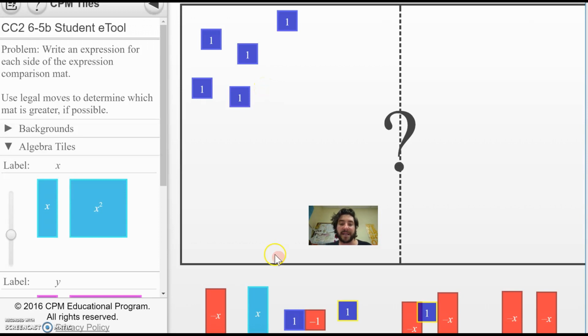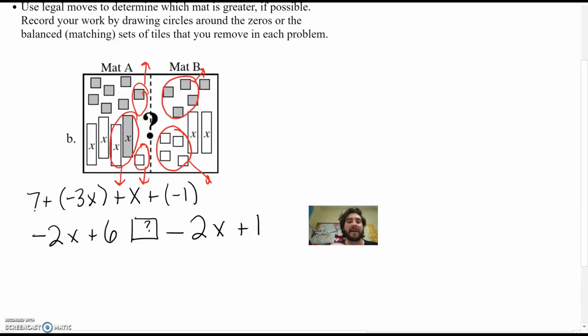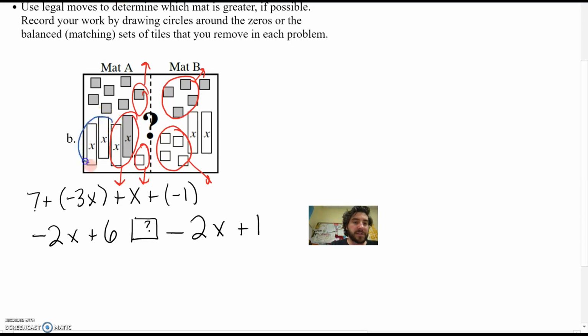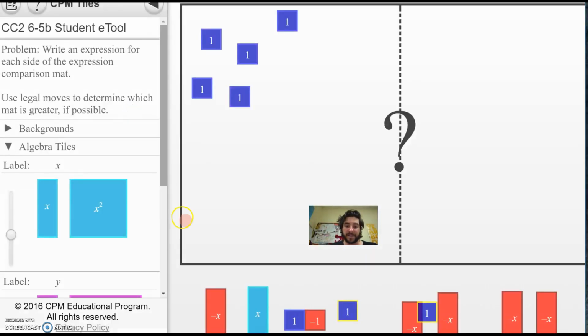That's all this is saying: after this is all said and done, after I get rid of, I'm going to do these in blue, these 2 match with these 2, so I can remove those. And this 1 positive matches with that 1 positive. So what I know now is that this is greater. I know this is greater because of those 5 positive tiles.